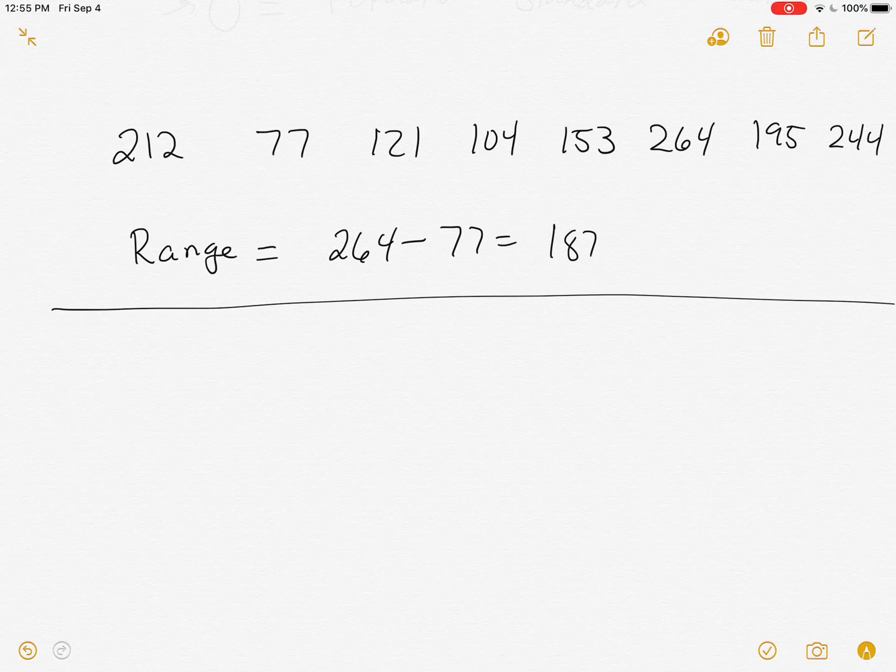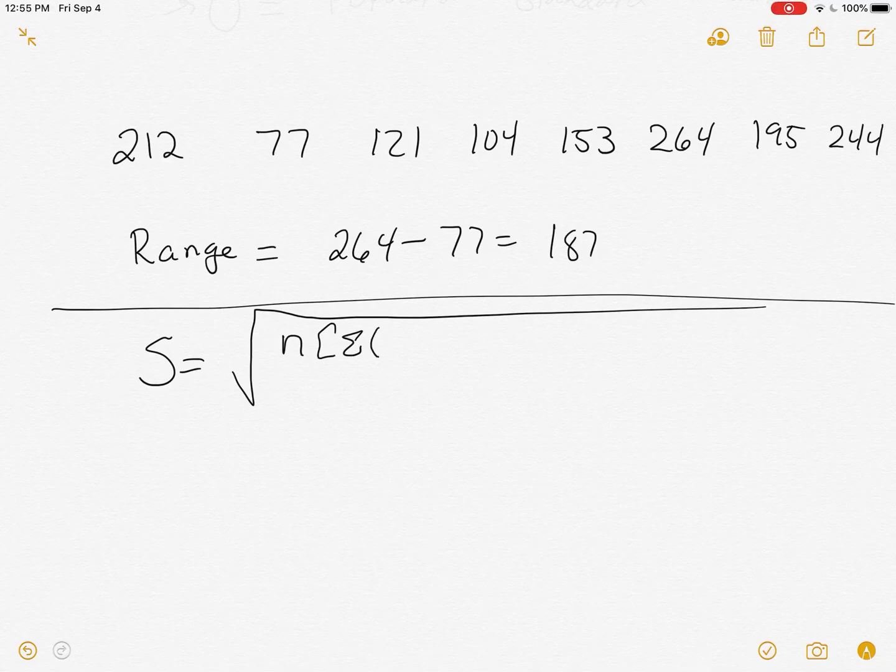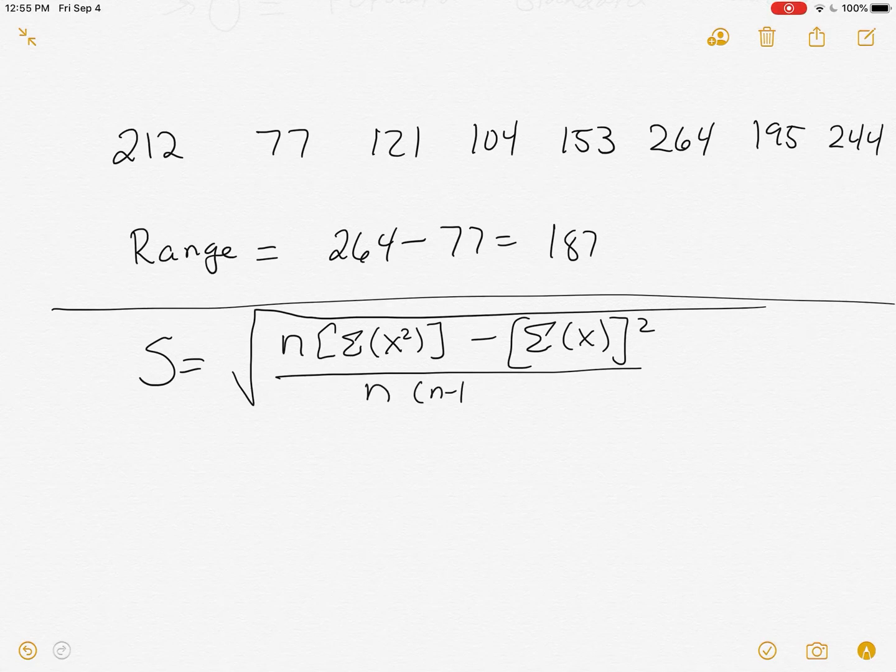So let's find the standard deviation. The standard deviation formula is going to look a little bit daunting, but again, they call it the shortcut formula because it's relatively quick to do. Here's the formula: n times the sum of the x squares minus the sum of the x's, that whole thing squared, all divided by n times n minus 1. And everything's under that square root.